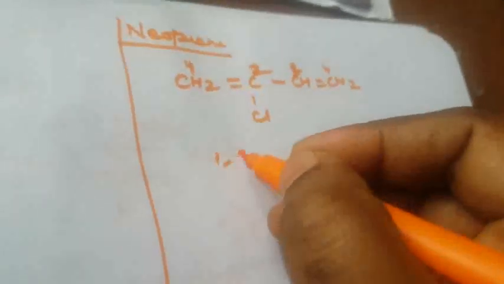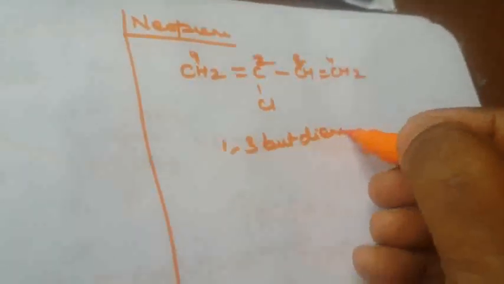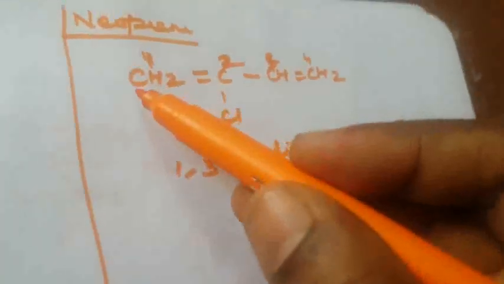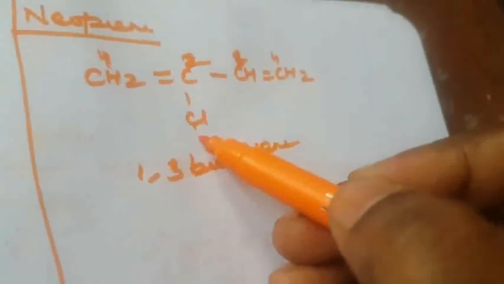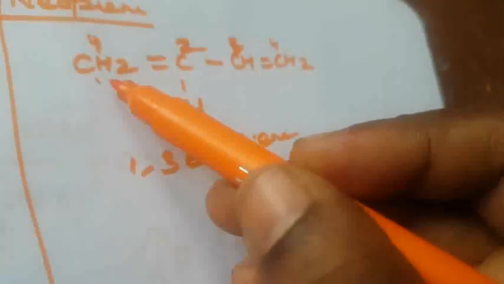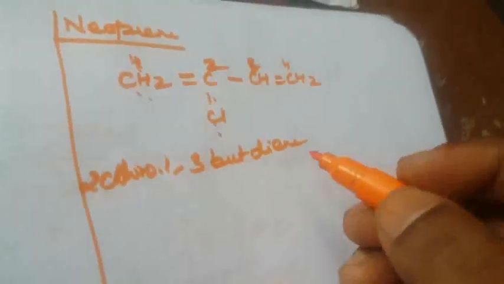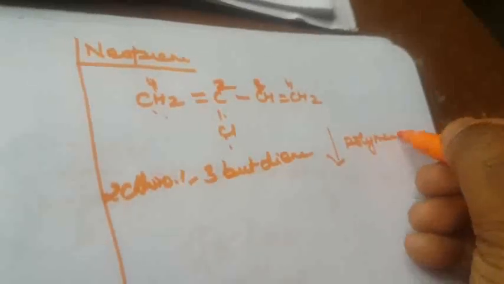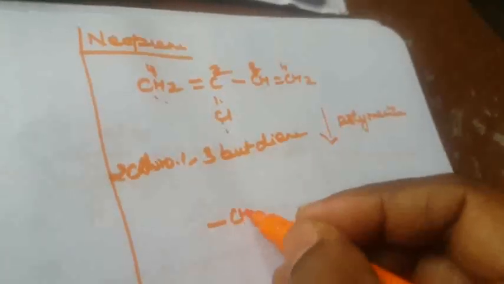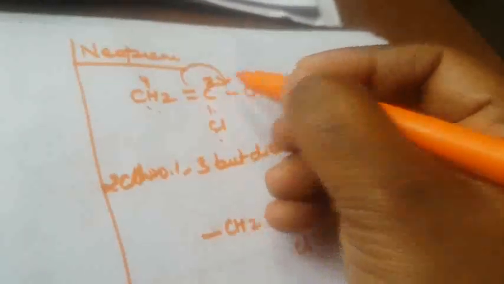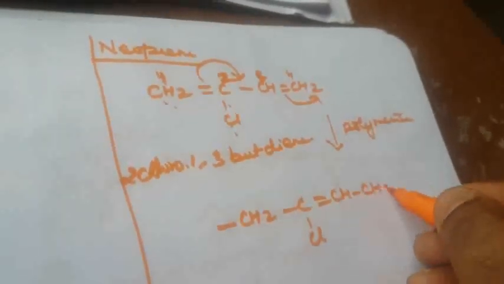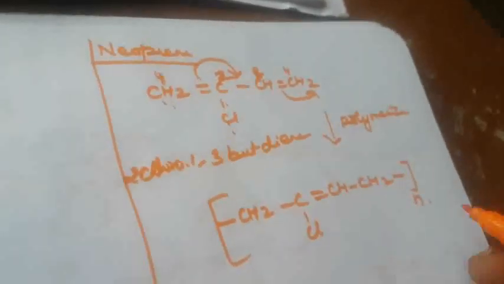Both sides have double bonds, and the second position contains the substituent chloro, so you give the numbering priority from this side. So it is 2-chloro-1,3-butadiene. Through free radical polymerization, this compound polymerizes: the double bond shifts to the middle position, giving a repeating unit of CH2-CCl=CH-CH2. That is called neoprene.